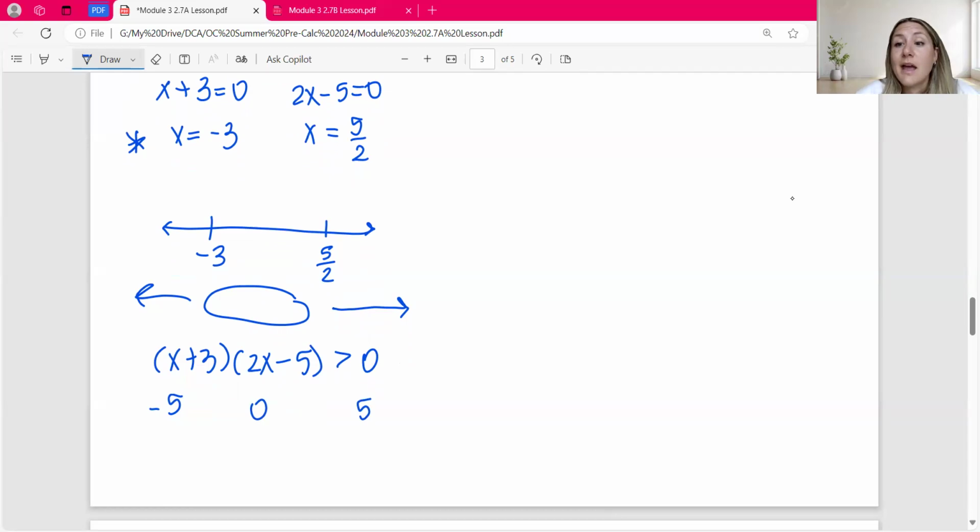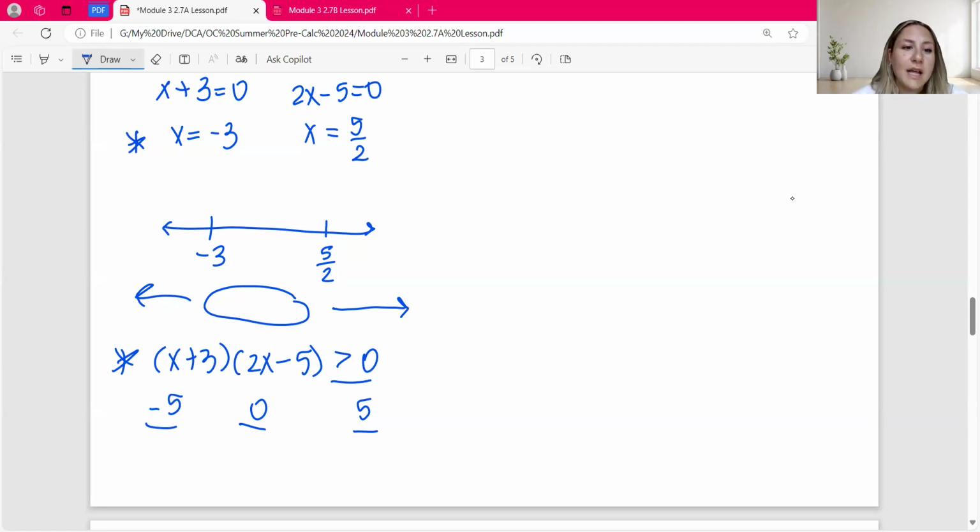Like I said, you could pick any number less than, in between, or greater than these boundary points. What we're going to do now is substitute these test values into our factored form and see whether we get a positive number or a negative number. That's all we're interested in, just the sign, not the number, because we're just trying to figure out if it's above or below, greater than or less than 0.